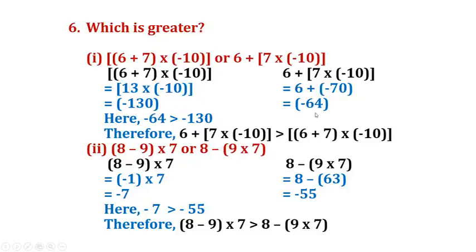Which one is greater here? With negative numbers, the smaller one is greater than the bigger one. So minus 64 is greater than minus 130. So the second expression is greater than the first expression.